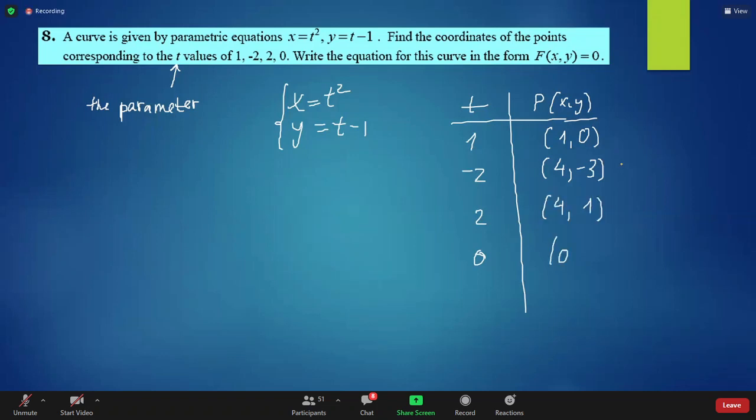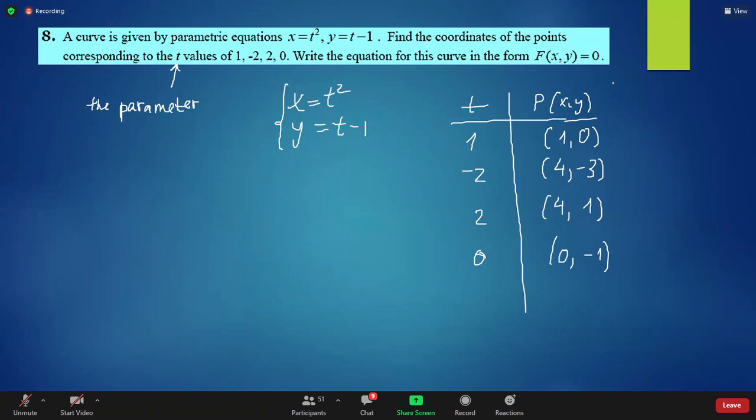So for each value of the parameter t, we have a point, and for each point, we have a value of the parameter t, or sometimes it could be more than one parameter value, if the curve actually intersects itself, and we could get the same point by using 2 different values of the parameter. That's possible.